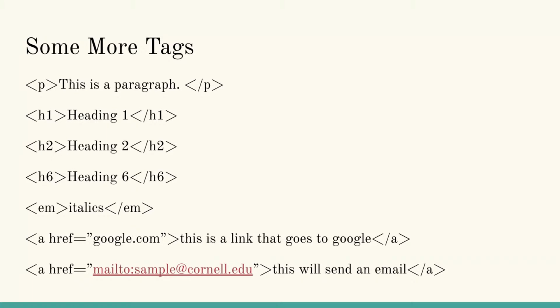Heading 6 is still bigger than what a paragraph would look like, but much smaller than heading 1. Whoops. And then EM is italics. A href basically allows you to insert a link, and you can also use mailto for a link to start an email.